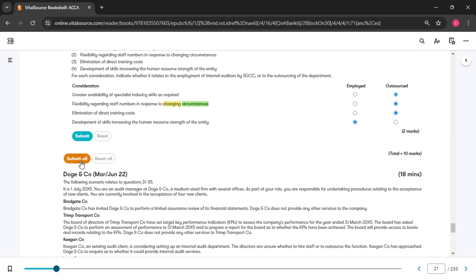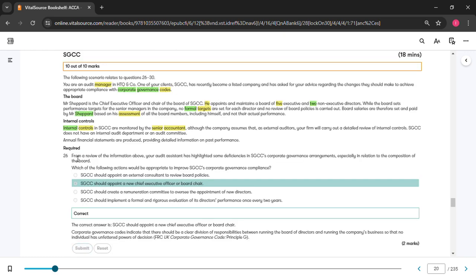Can I submit? Yes, sir. See how much time we have taken. See the topmost, 23 minutes. We have to take 18 minutes. By that time we will cover this. See the things, what is there?